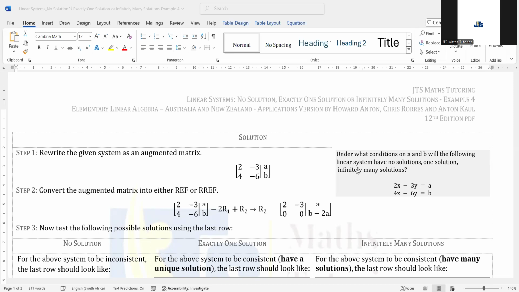Today, we are going to be looking at this question here. Under what conditions on A and B will the following linear system have no solutions, one solution, or infinitely many solutions? All right, let's get going.